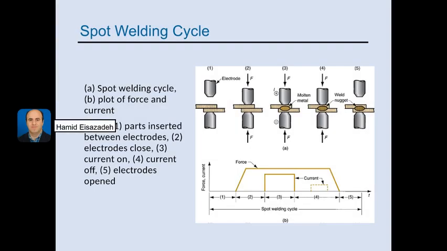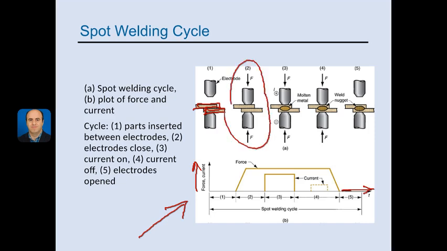Here we have a spot welding cycle. In the spot welding cycle, as you see, the part is going to be inserted, two sheet metal that we want to join, and this graph shows the force as well as the time. Here, the next step, the electrode closes. So what happens? Force between two electrodes is going to be applied. So we have this load.